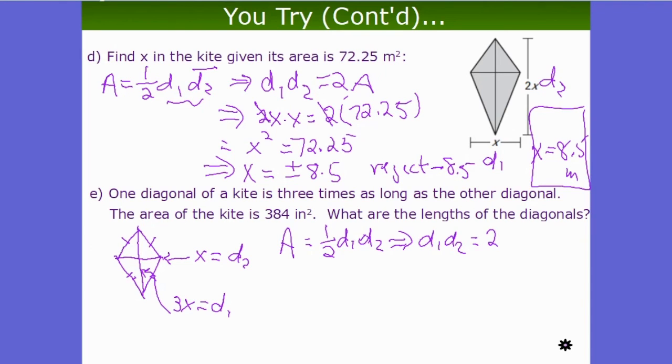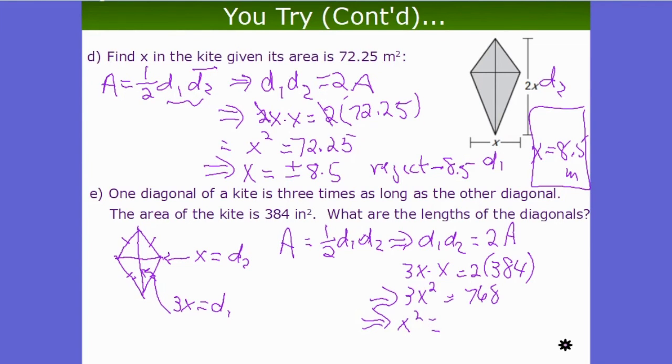Multiply both sides by 2. So d1 times d2, so 3x times x equals 2 times 384 square inches. So this is now 3x squared equals 768. Divide everything by 3. X squared will be 256. Oh, well, that's nice. We like our perfect squares. So that means x will be plus or minus 16.